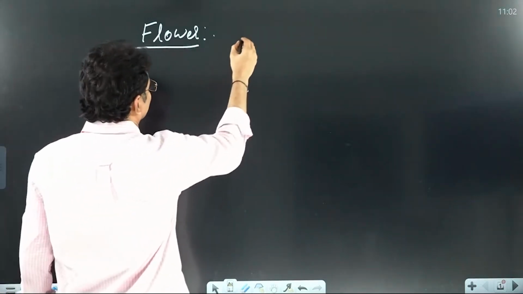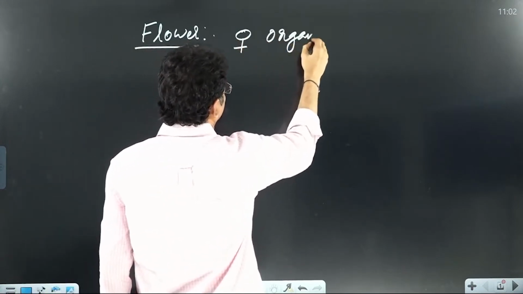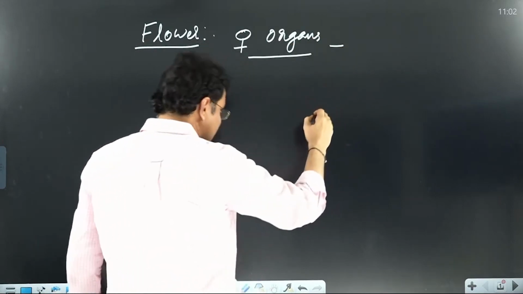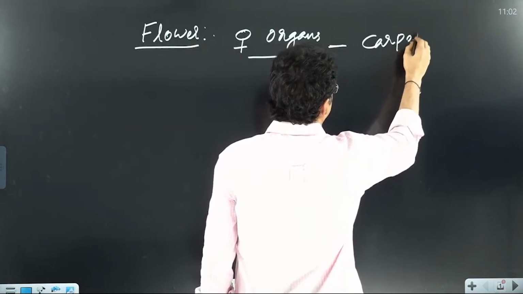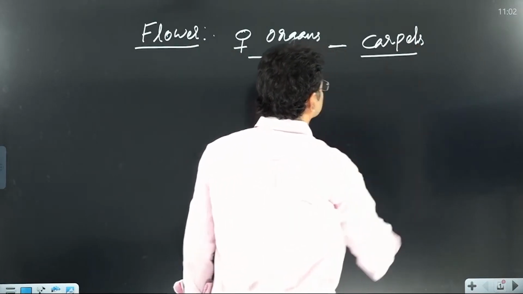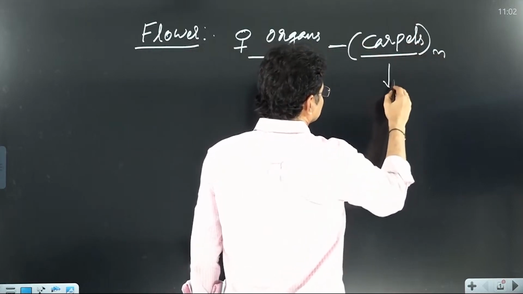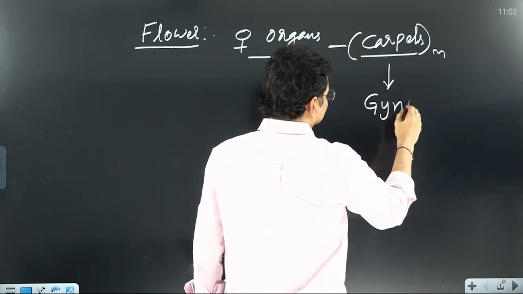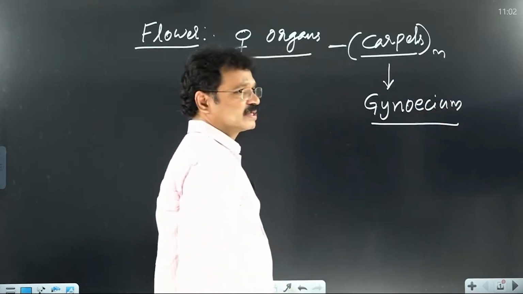In the structure of a flower, the female organs are the carpels. The whorl of carpels is known as the gynoecium.